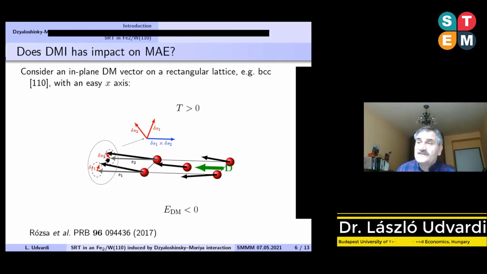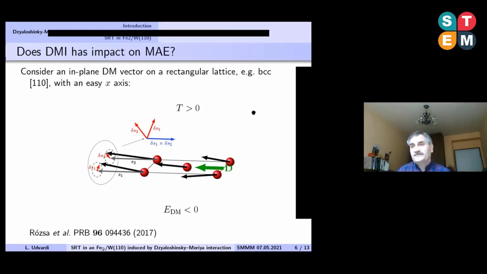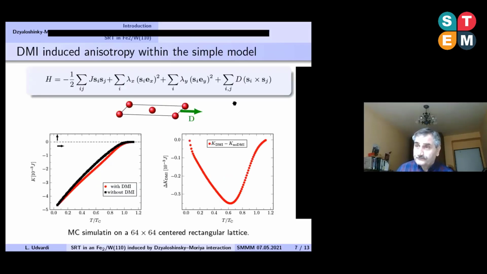So due to the fluctuations, even in the case of a ferromagnetic system, the Dzyaloshinskii-Moriya interaction can have an impact on the energy of the system. Of course, if the temperature is low and the fluctuations are negligible, this contribution should go to zero, and in the paramagnetic phase it should also be zero. But at finite temperature, there should be a contribution due to the Dzyaloshinskii-Moriya interaction, even in the case of a ferromagnetic system. So we did a simple simulation with that centered rectangular model.